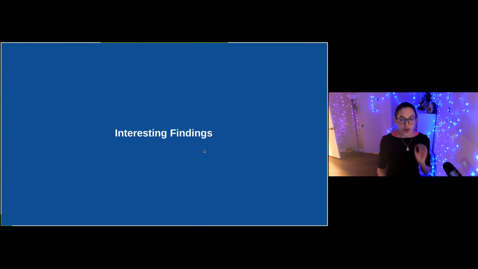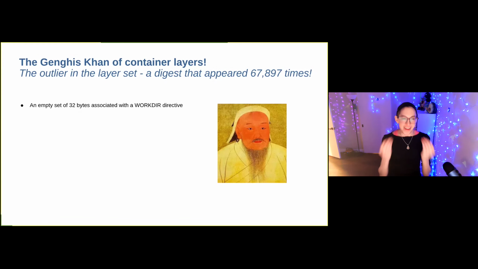Now, let me quickly share some really interesting findings. There's more. Okay, so I found the Genghis Khan of container layers. There was an outlier digest in this set. It appeared almost 68,000 times. And it turns out it was an empty set of 32 bytes. Yes, an empty set of 32 bytes associated with a working directory directive.